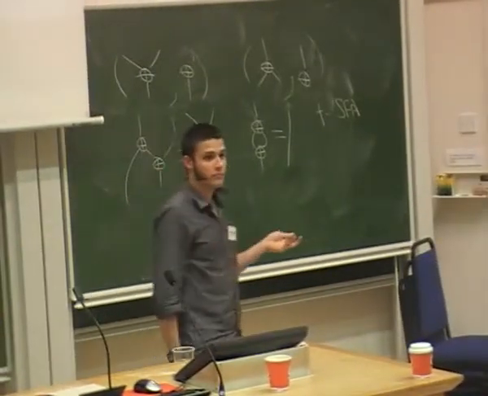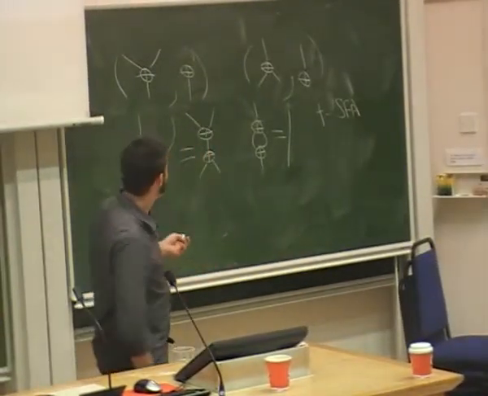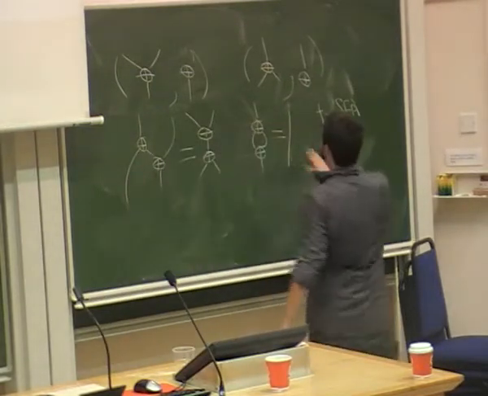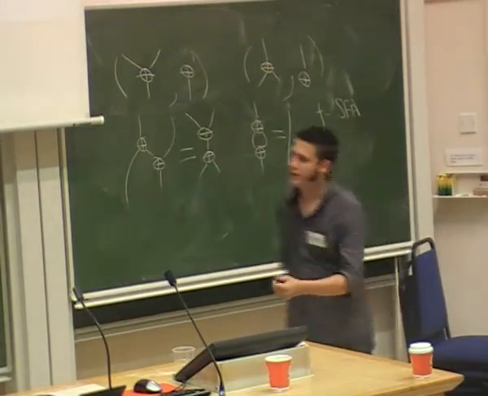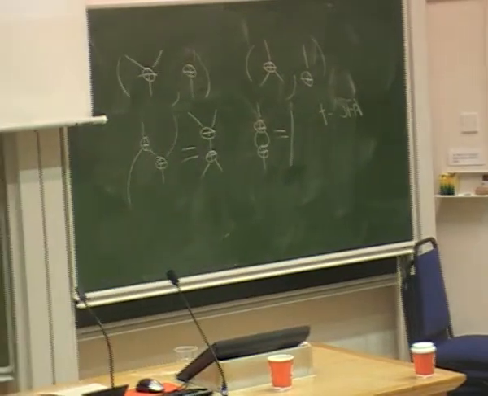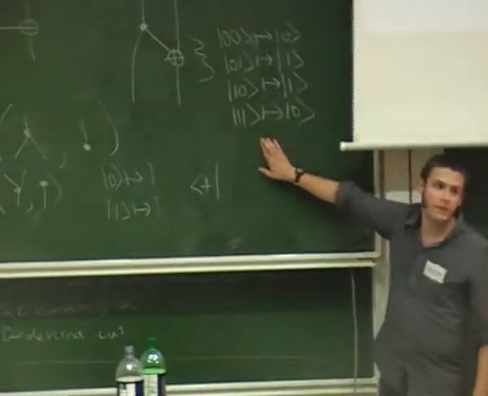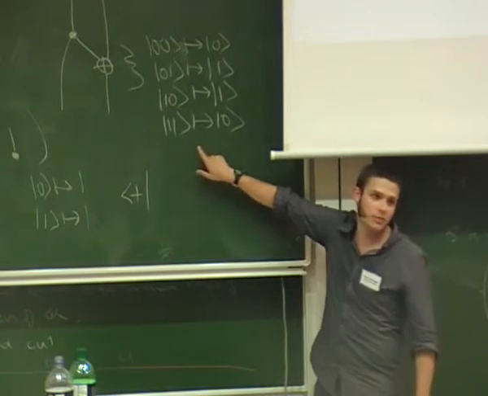Can you explain the dual of the XOR again, please? The dual of the XOR. Okay, if you think about XOR just as a linear map, then the dual of the XOR is the conjugate transpose of that linear map.